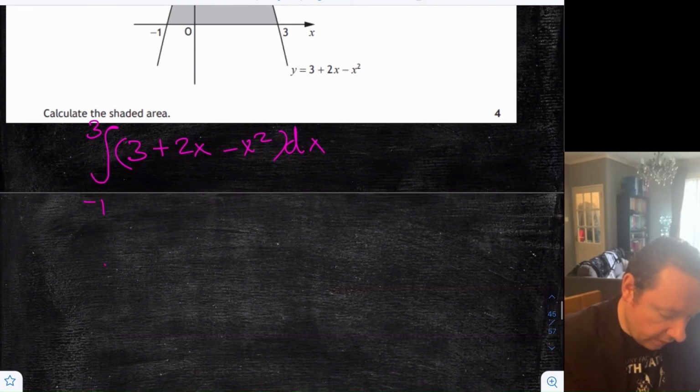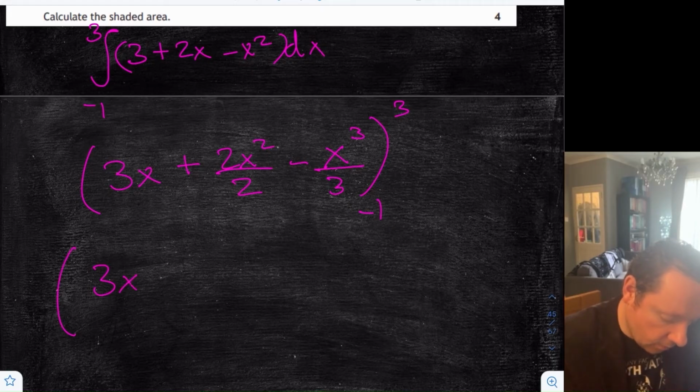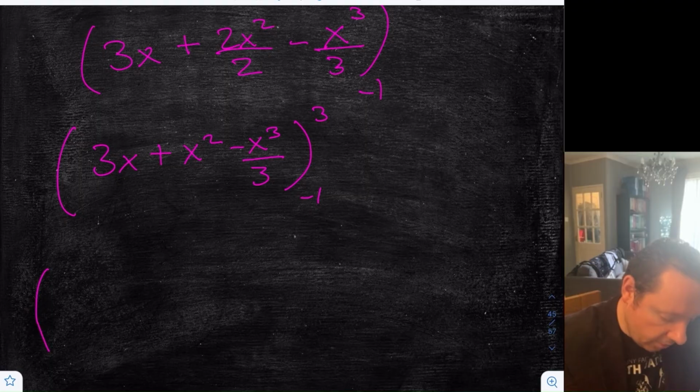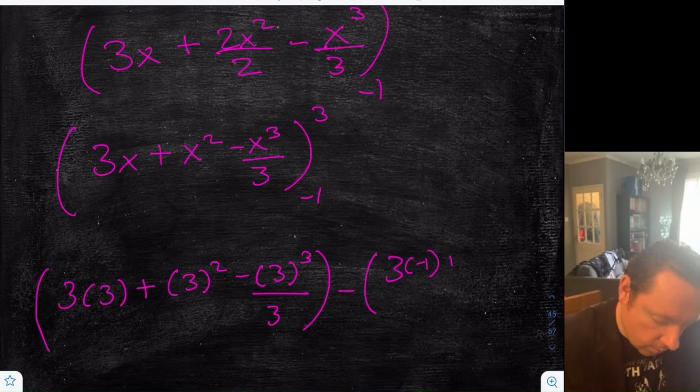So that gives me 3x plus, add 1 to the power, divide by the new power, minus, add 1 to the power, divide by the new power, between minus 1 and 3. Tidying that up, 3x plus x squared minus x cubed over 3, between minus 1 and 3. You've got most of the marks so far, we just need to sub in our numbers now. So we get 3 times 3 plus 3 squared minus 3 cubed over 3, take away 3 times minus 1 plus minus 1 squared minus minus 1 cubed over 3.